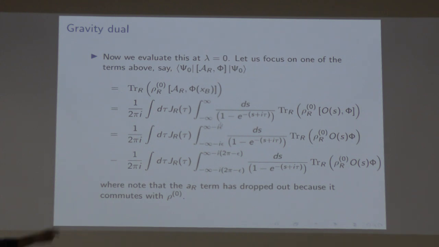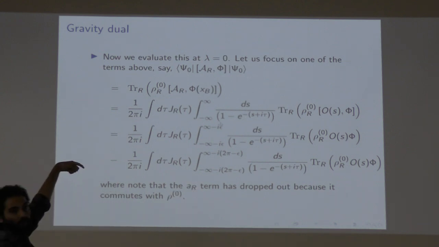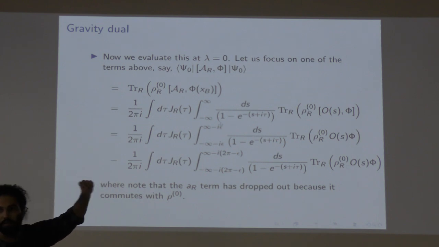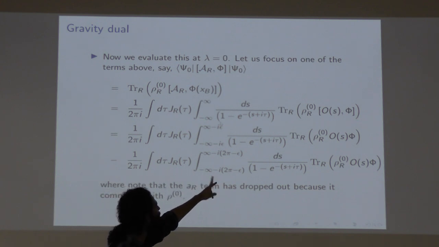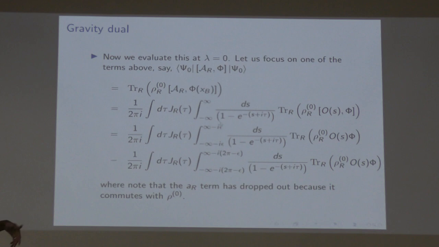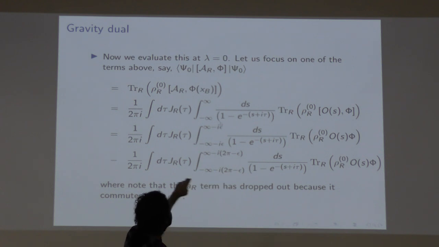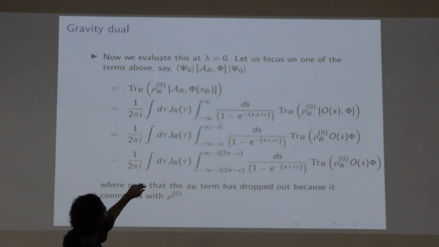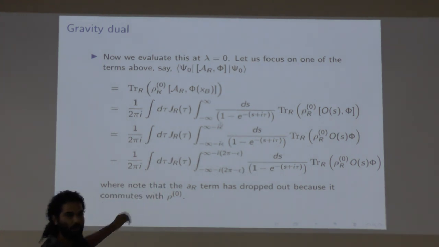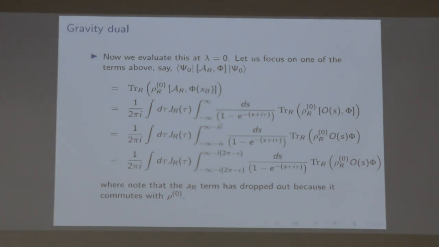Now we have a commutator of two operators inside this trace, and then we have this integral over S. The S integral is a real-time integral. You can use it to rewrite this commutator in a form which is nicer for our purposes. We keep one of the terms as it is, and for the other term, we reorder the two operators by introducing an i times 2 pi shift in the contour. It's a pretty standard trick, essentially using the KMS condition.